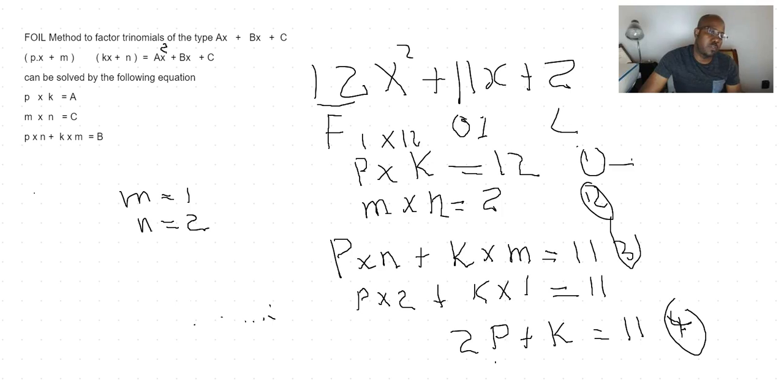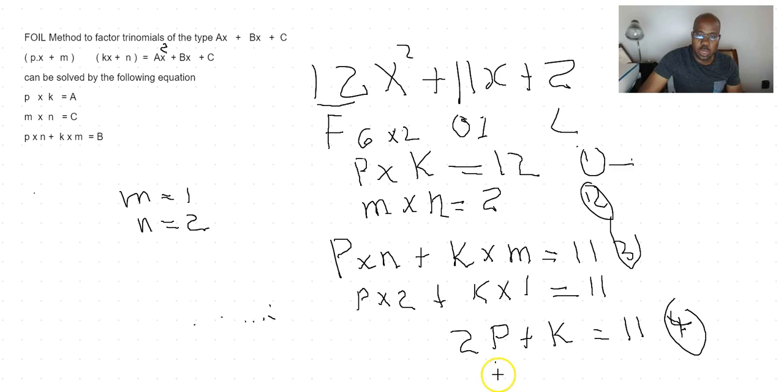So basically, the last one I can try is 6 and 2. Let's see if it works. 6 times 2, let's see if it works.